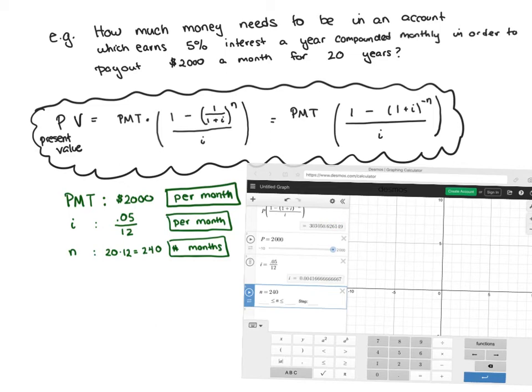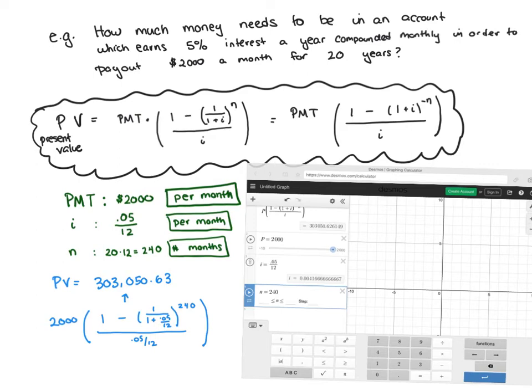So the present value that we've calculated is $303,050.63. Right, so we got that by doing 2,000 times 1 minus 1 over 1 plus the I value, 0.05 over 12, to the 240, divided by that 0.05 over 12.